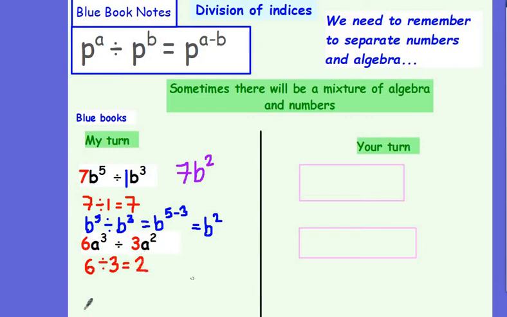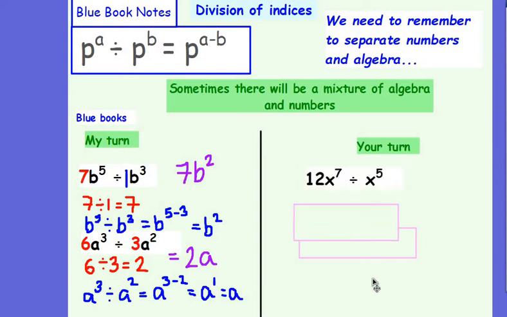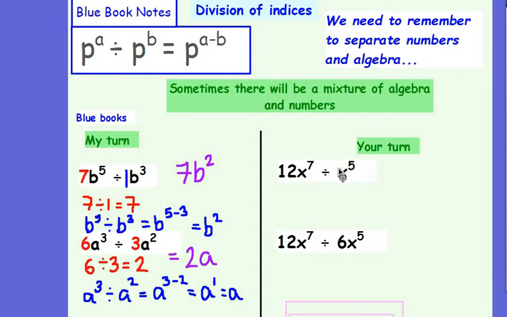Let's look at my letters. A to the power of 3 divided by a to the power of 2 is just a to the power of 3 subtract 2, which is a to the power of 1, or just a. And now that I've looked at my numbers and my letters separately, I put them back together. 2a. Over to you, Year 9. In your dark blue books, please pause the video and have a go at these two questions for me. Pause the video and complete those now, please.